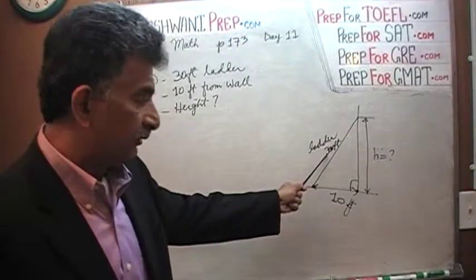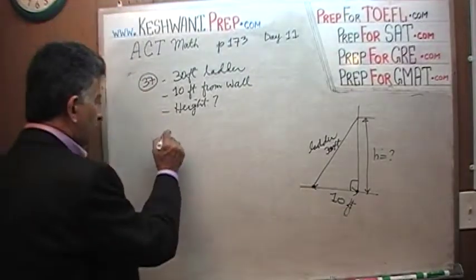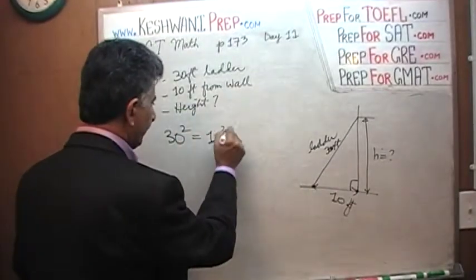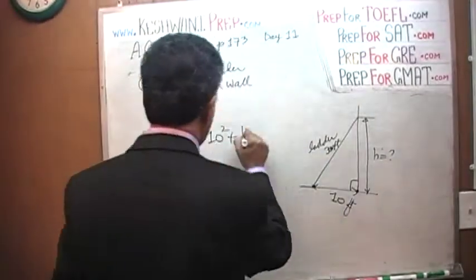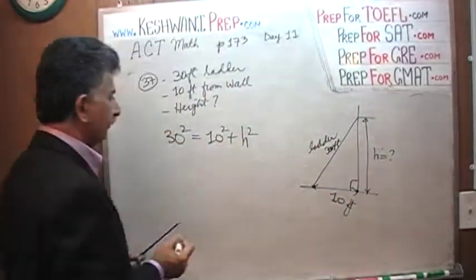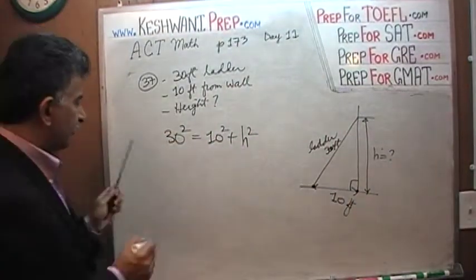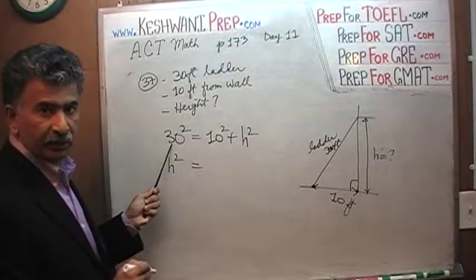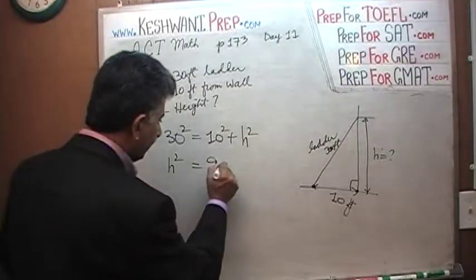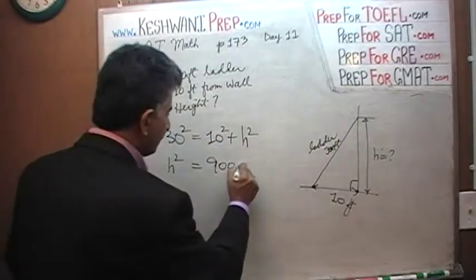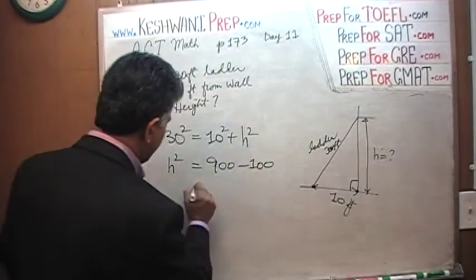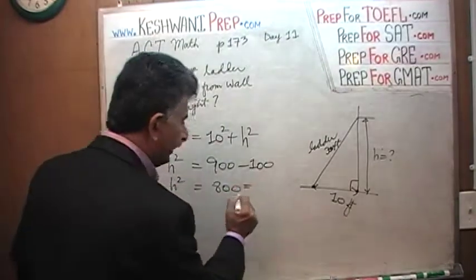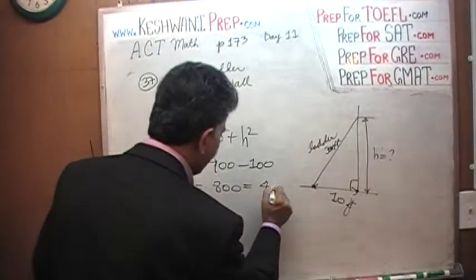Pythagorean theorem tells us that the hypotenuse squared equals the two side squares, 10 squared plus h squared, h for the height. We just have to solve for it. So h squared would be 30 squared, which is 900, minus 10 squared, which is 100. That gives us 800. That's our h squared. Let's write 800 as 4 times 200.